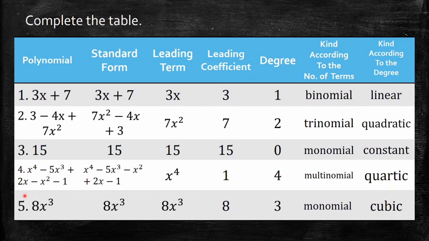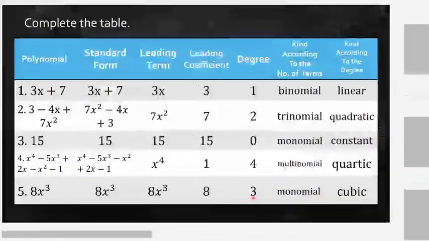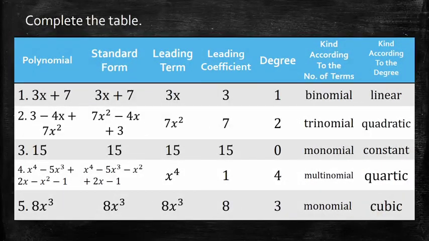Now, let us have the last example. We are given here 8x cubed. So, in standard form, we have 8x cubed. The leading term, 8x cubed. The leading coefficient is 8. And the degree is 3. So, the exponent is 3. And it consists of only 1 term, so we call it a monomial. And since the degree is 3, we call it a cubic polynomial.